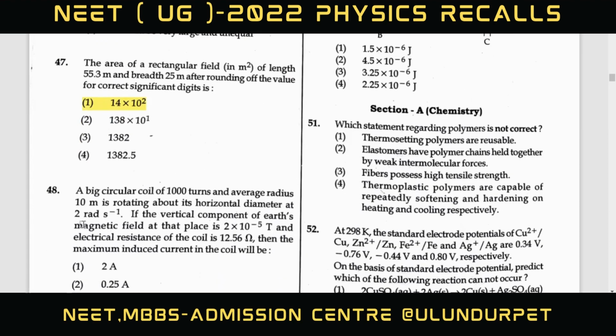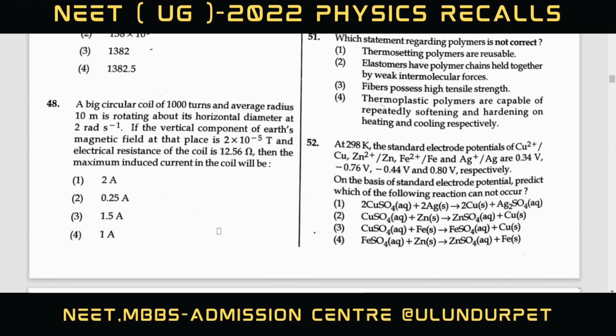48. A big circular coil of 1000 turns and average radius of 10 m is rotating about its horizontal diameter at 2 rad s^-1. If the vertical component of Earth's magnetic field at that place is 2 × 10^-5 T and the electrical resistance of the coil is 12.56 ohm, then the maximum induced current in the coil will be? The answer is option 3.